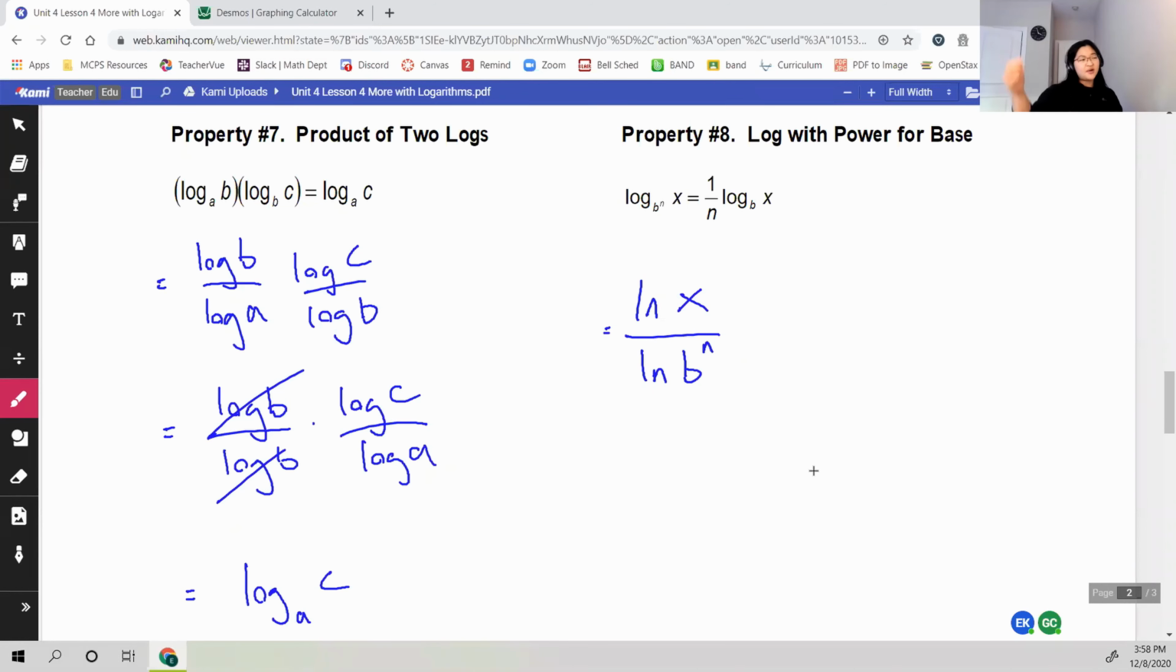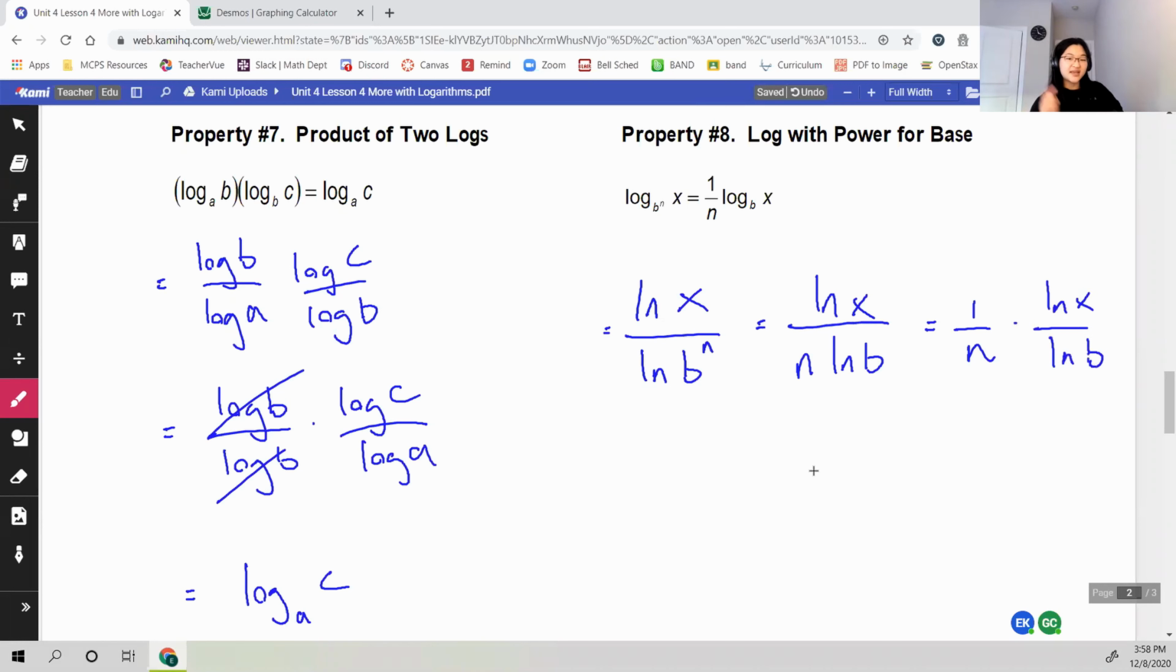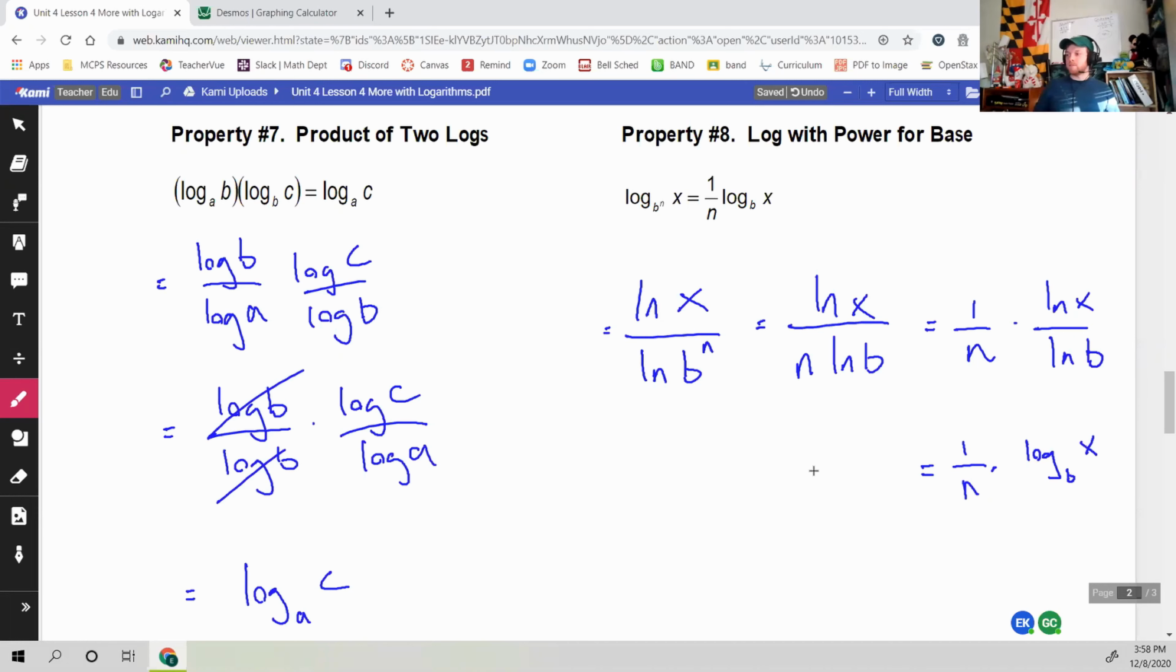So I think that we have the power, right? Natural log of b to the n. So we can pull that out. And then isn't that lovely? Because we can just split that up a little bit if we want to make it even more clear what we're doing. We have 1 over n times natural log of x over natural log of b, and that's a change of base that we can change into the log base b of x. There we go. And that's what we wanted.